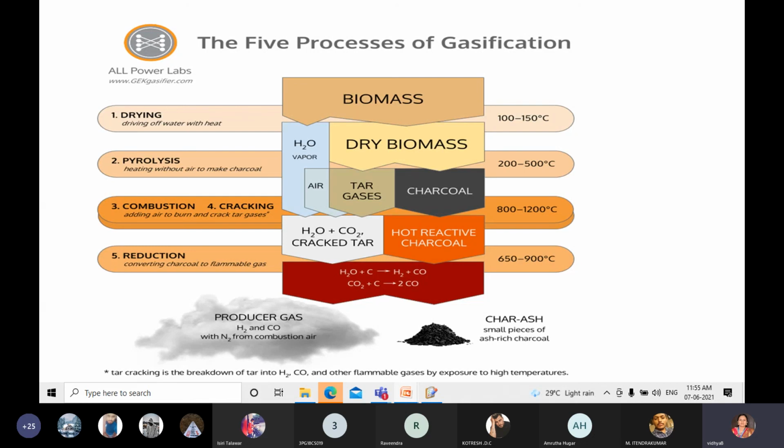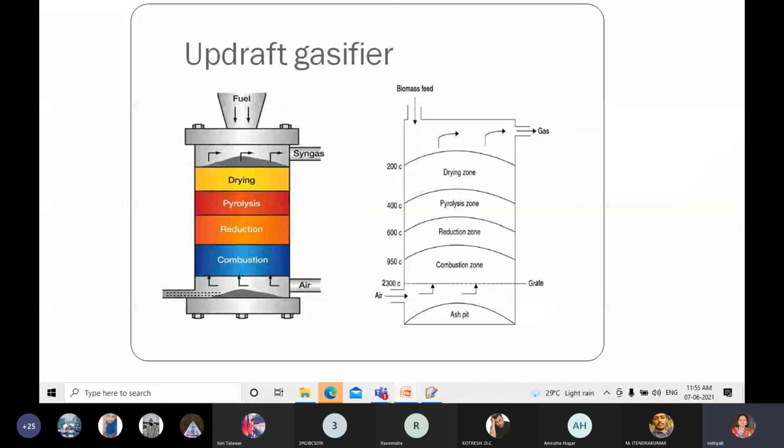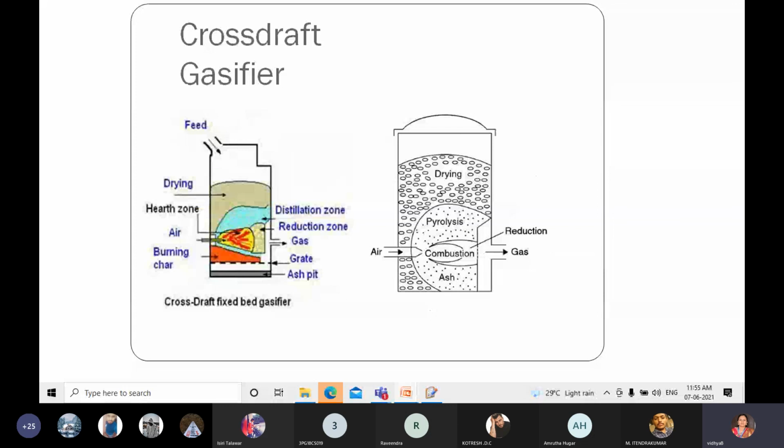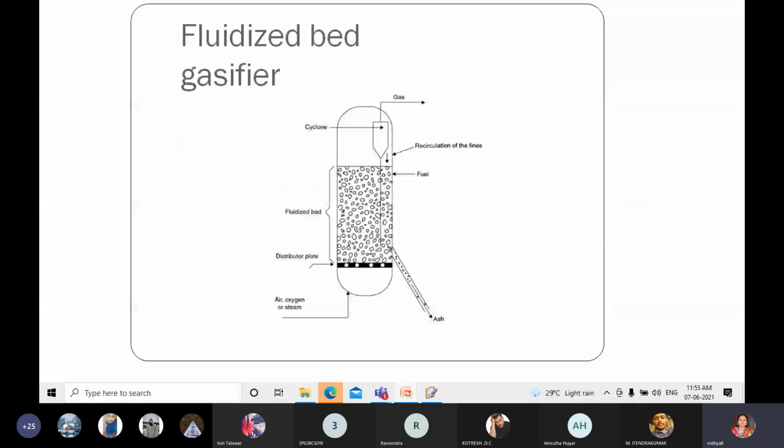Okay, in the next class we shall discuss, as I've already said, the updraft gasifier, downdraft and cross draft, and we shall discuss the fluidized bed gasifier.